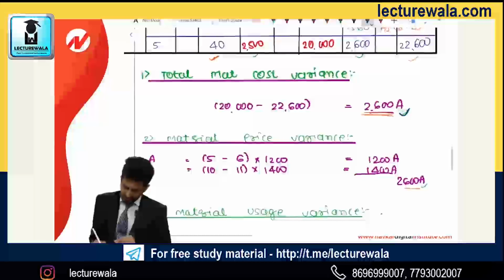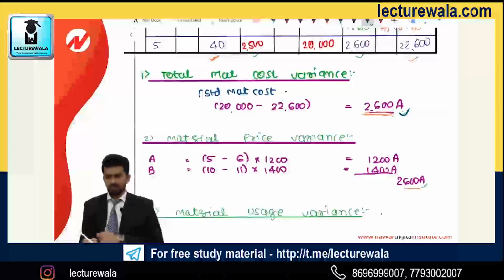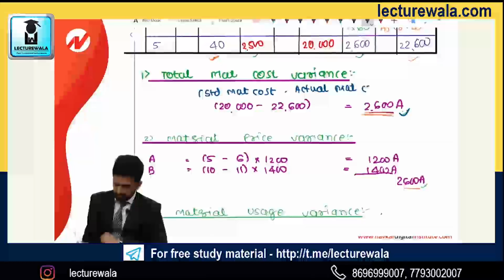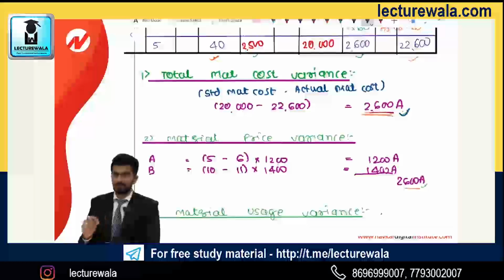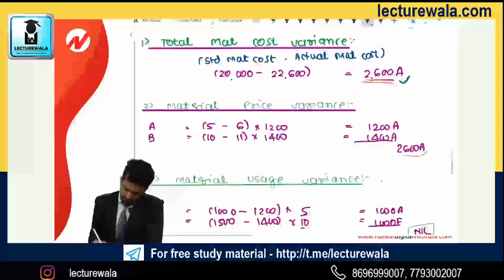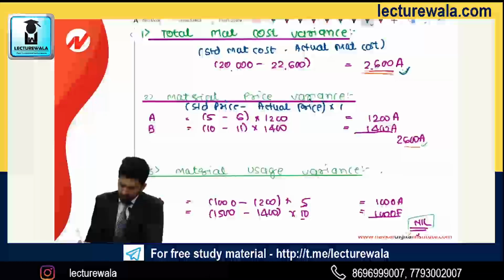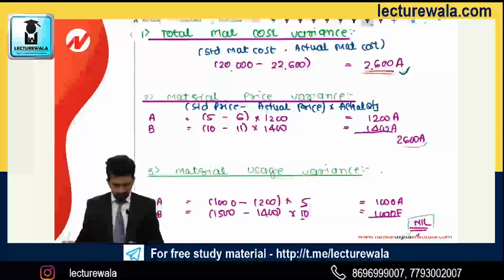20,000 is my standard material cost minus actual material cost. So standard material cost minus actual material cost, that's how you get the formula of total material cost variance. Then over here we're going to be saying standard price minus actual price into actual quantity. That's what we get, the formula of price variance, standard price minus actual price into actual quantity.